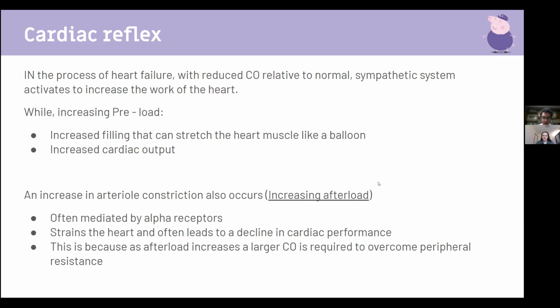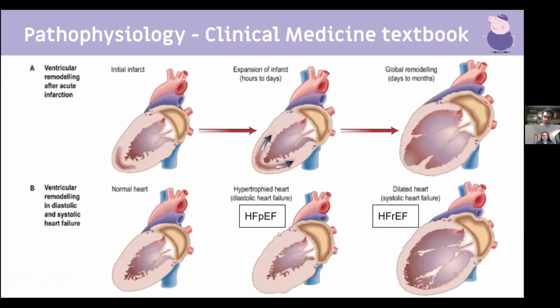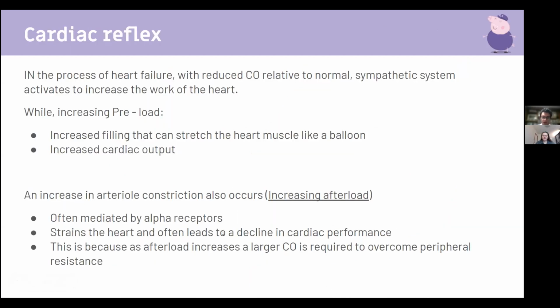The second thing that happens is, due to that sympathetic reflex, you have a constriction of arterioles, which increases afterload. This is often mediated by alpha receptors in the periphery, and this strains the heart even more because you need a greater cardiac output in order to overcome that afterload, and that means the heart has to pump harder. And often the pumping harder can lead to more hypertrophy, or it can damage the heart. This is because as afterload increases, larger cardiac output is required.